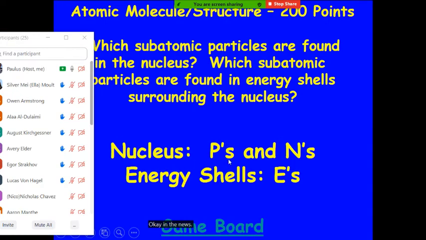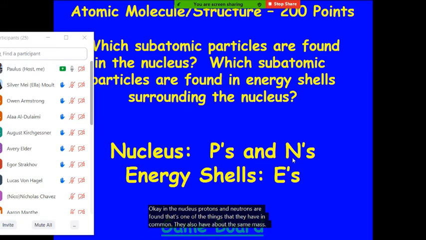Okay, in the nucleus, protons and neutrons are found. That's one of the things that they have in common. They also have about the same mass. Technically, I don't really consider this a commonality or a similarity, but they're both not negative. All right, electrons, they are way different than protons and neutrons. Electrons are found in energy shells, so the location is different. They have very, very little mass. That's a difference between both protons and neutrons. And they have a negative charge, whereas protons have a positive charge and neutrons have a neutral charge or no charge. All right, here we go.